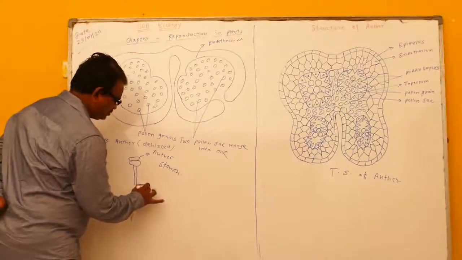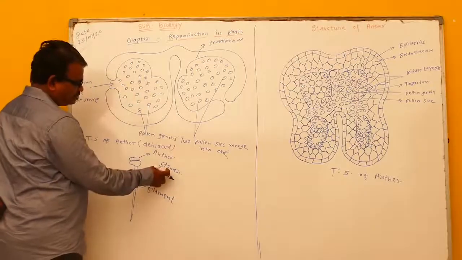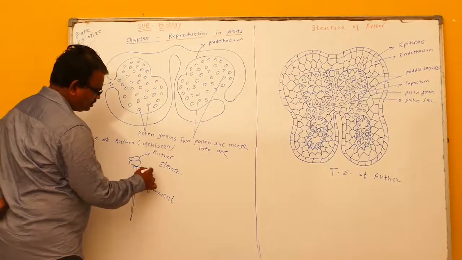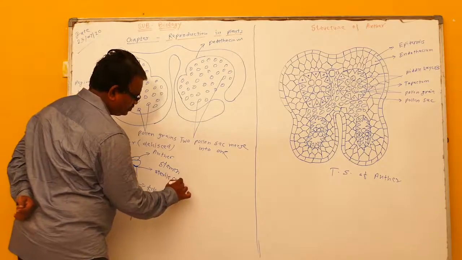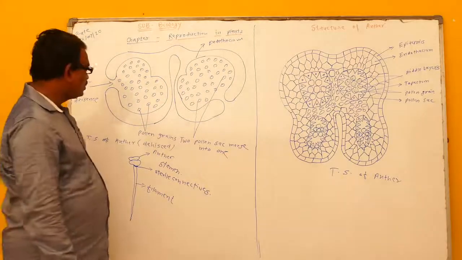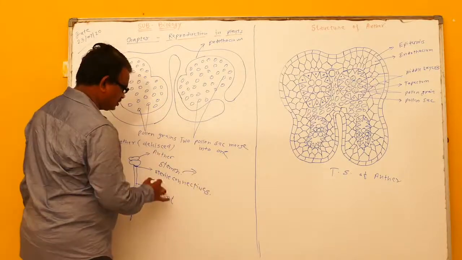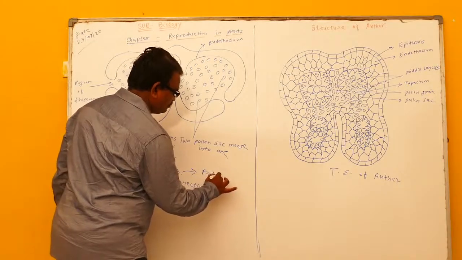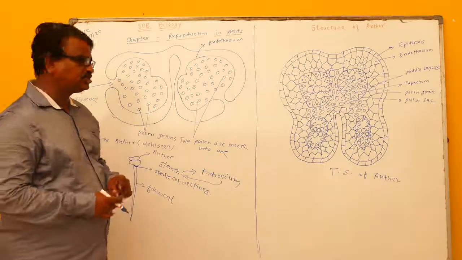This is the filament, and the filament which is connected to the stamen here, it is a sterile connective. So anther, sterile connective and filament together make the androecium. This androecium is called the stamen.